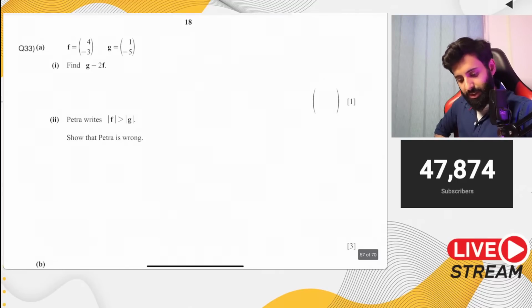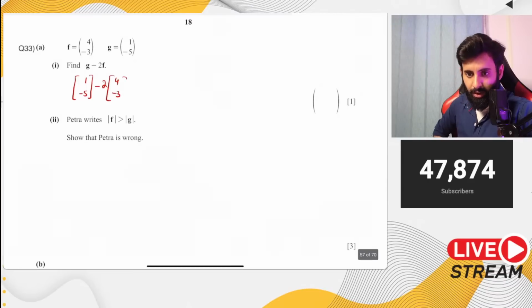Okay, so find G minus 2F. How do we find G minus 2F? 1 minus 5 is G minus 2F. Minus 2F means 4 into minus 3. Okay, now let's solve this.